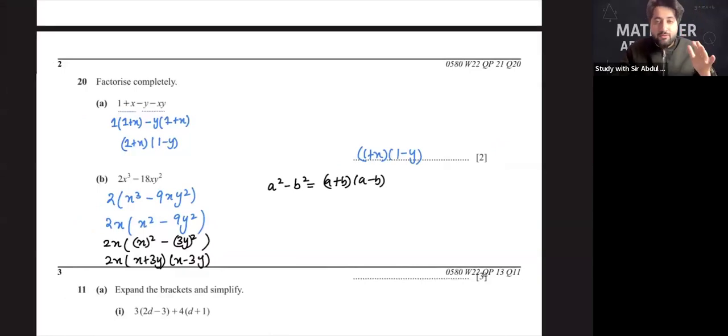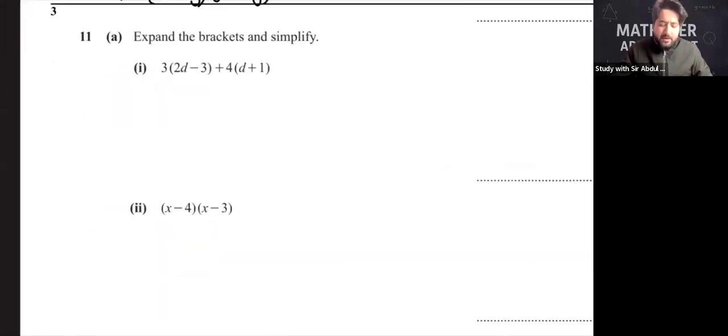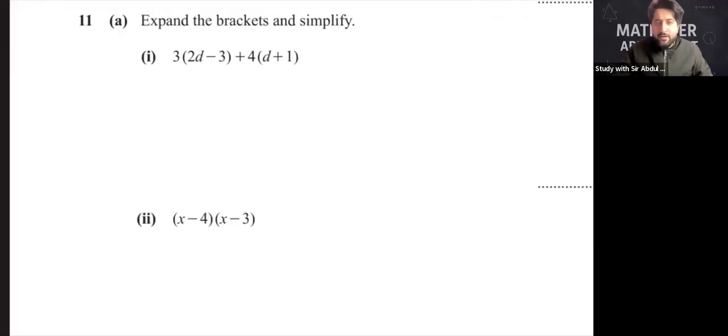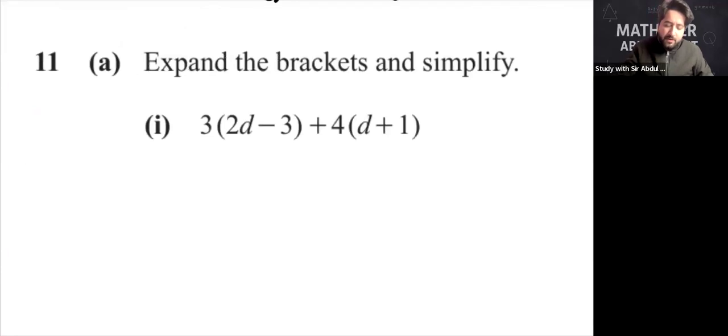So it has a lot of marks, so be careful in that. Now then they say that the keyword is expand and simplify. So just expand the brackets first. You can see that 3 is multiplying 2d minus 3. The most common error in examination is that students multiply 3 with 2d, but they forget to multiply 3 with negative 3. So whenever there is a negative sign, be careful, okay? Extraordinarily careful, because negative can spoil your grade.